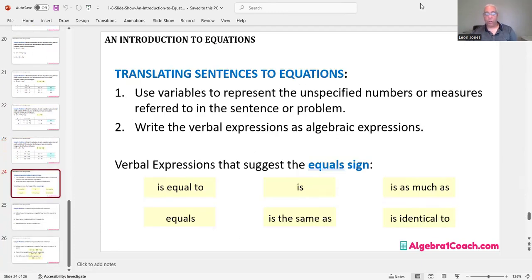Now, you also have word problems, and that translates sentences to equations. Number 1, you use variables to represent the unspecified numbers or measures referred to in a sentence or problem. And then you write the verbal expressions as algebraic expressions. Verbal expressions that suggest the equal sign: is equal to, is as much as, equals, is the same as, is identical to. And for individuals in high school, beware those words because they're generally on a test.